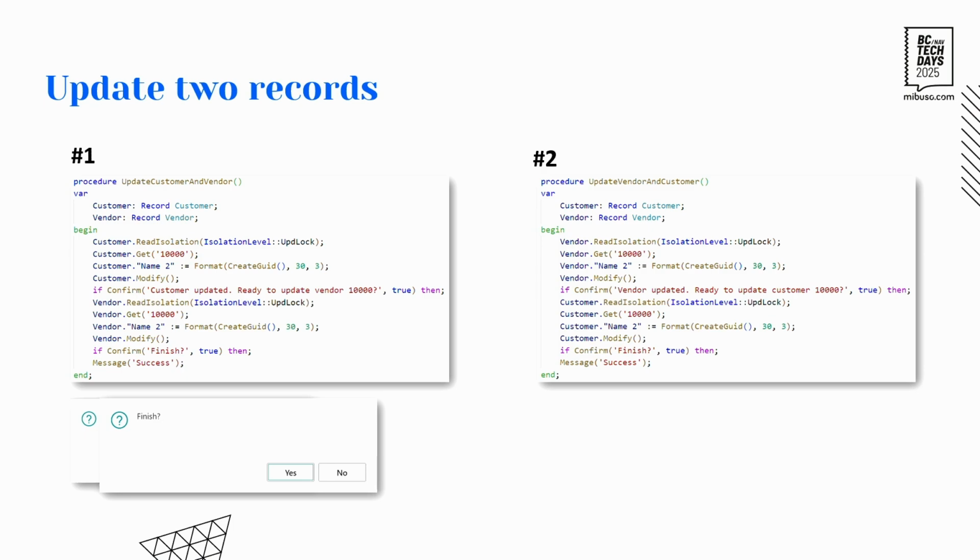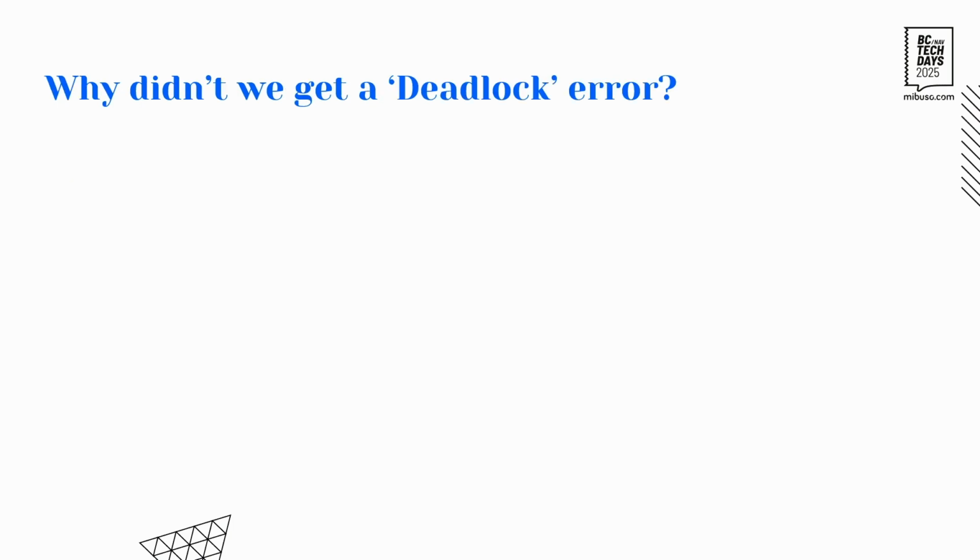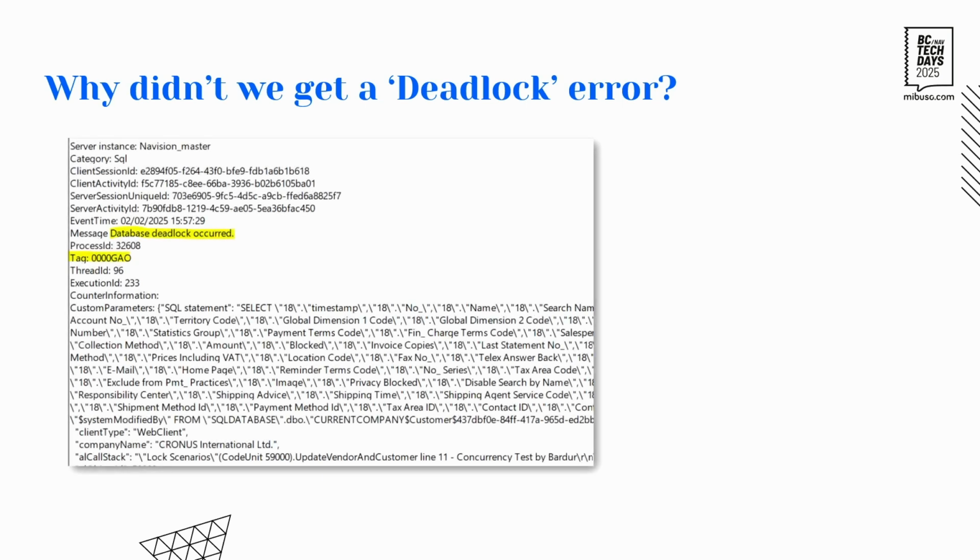So what do we expect on number 2? Yeah. We get a lock timeout. And I guess somebody in this audience would expect a deadlock, right? So why didn't you get a deadlock? And the thing is, we did get a deadlock.